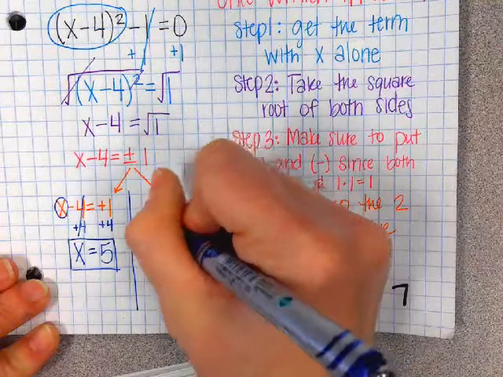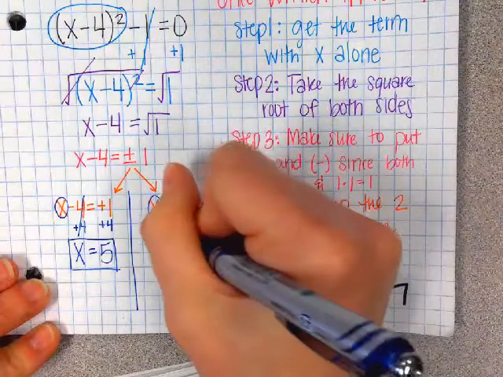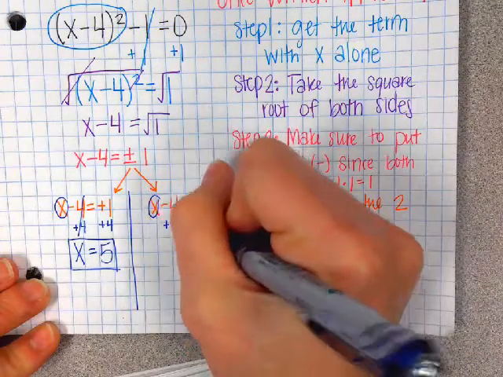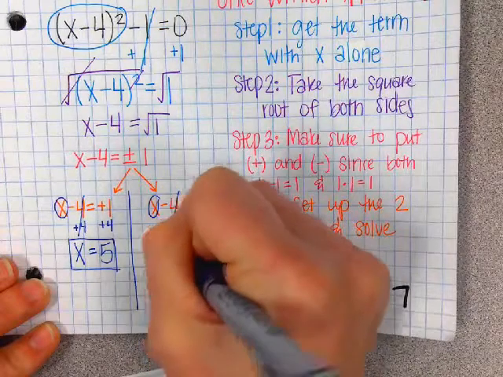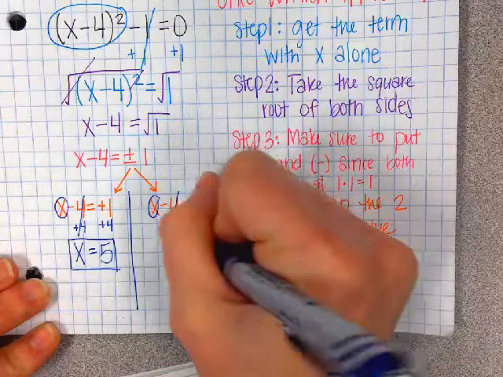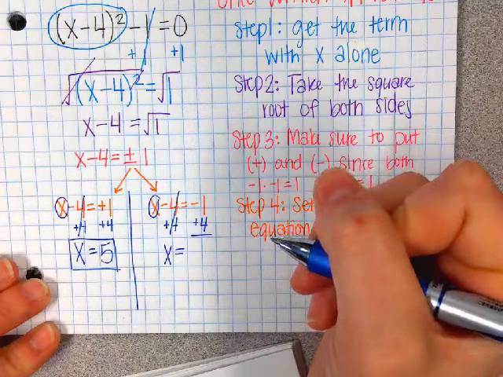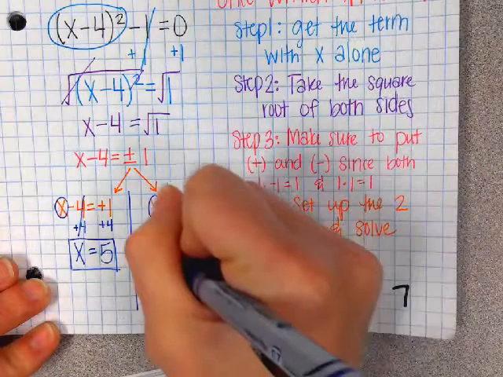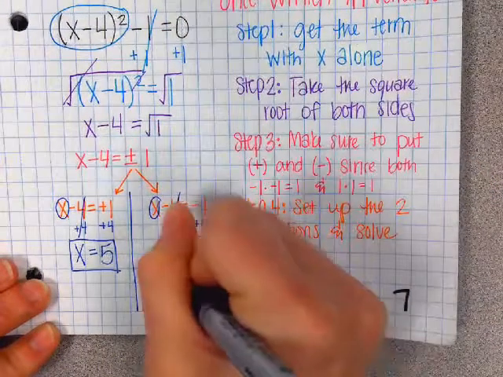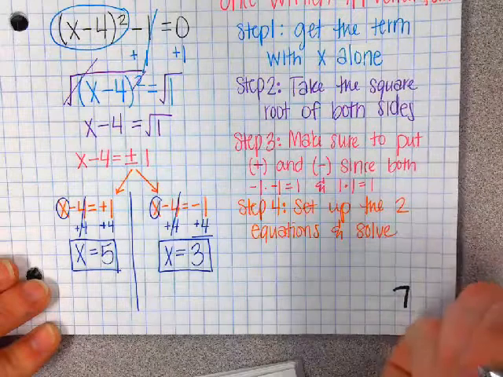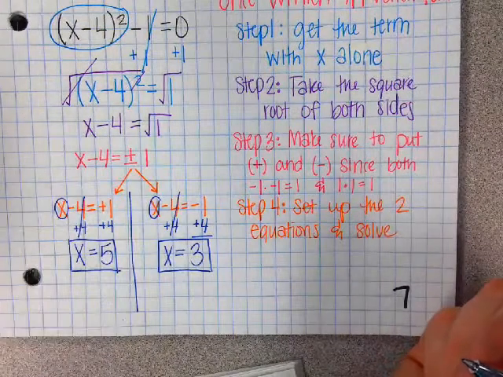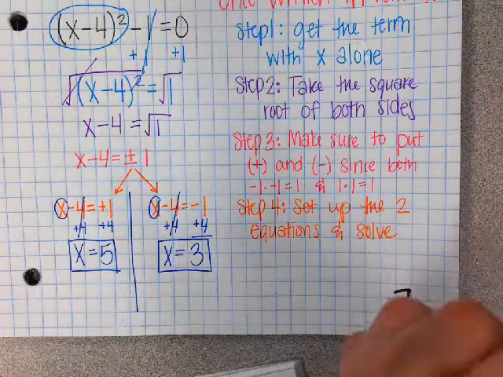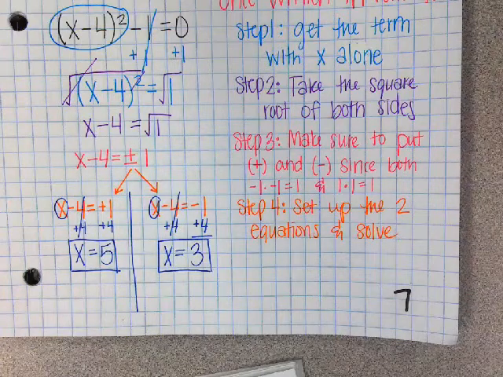And then I'm going to solve this one. What's the opposite of subtract 4? Add 4, and add 4 again. So it would be x equals, what is negative 1 plus 4? Positive 3. So your two solutions are x equals 5 and x equals 3, or your two roots or zeros.